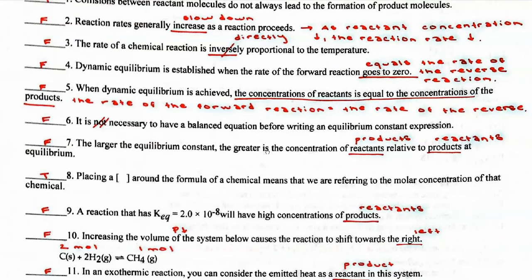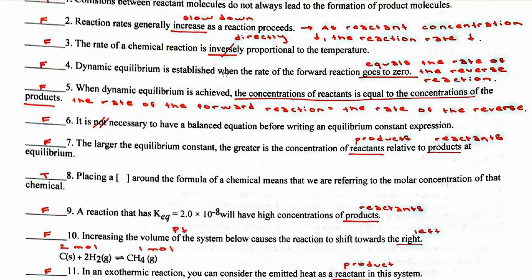Okay? The rate of a chemical reaction is directly proportional to temperature. Okay, the hotter something is, the faster the reaction will happen because the particles are moving faster, which means they will collide with one another with more energy and more frequently, which means the reaction rate will increase.